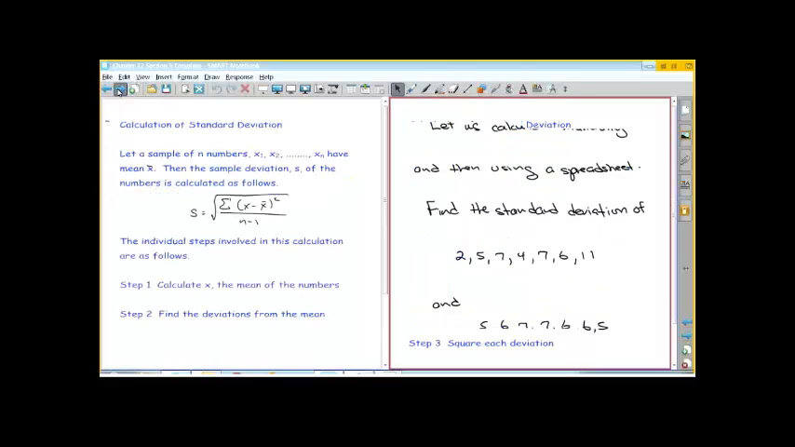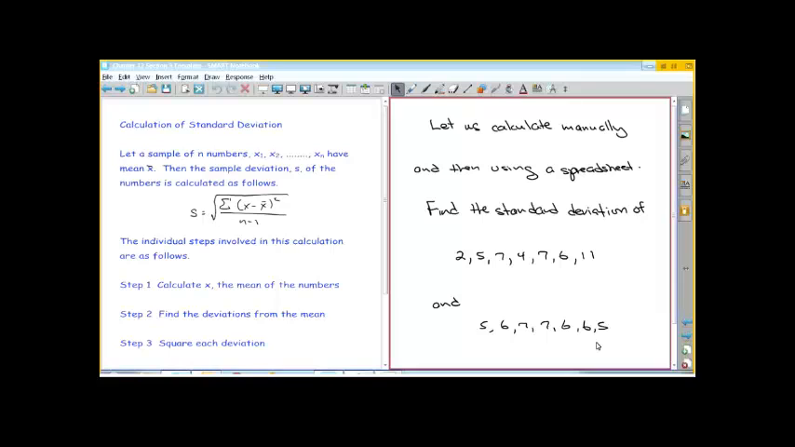Okay, so let's just do an example and go through the steps. We're going to calculate manually, and then we'll use the spreadsheet. So we have two sets of data, 7 data points here and 7 data points there. If we looked at the range of the first set, the range would be 11 minus 2, which is 9. And the range here would be 7 minus 5, which is 2. So this has a range of 9, this has a range of 2.